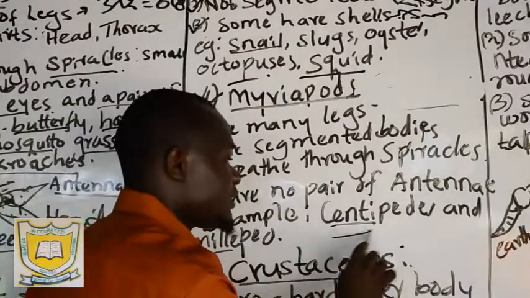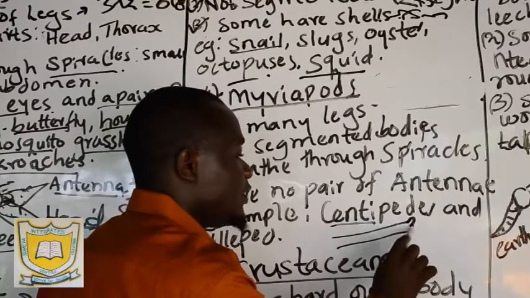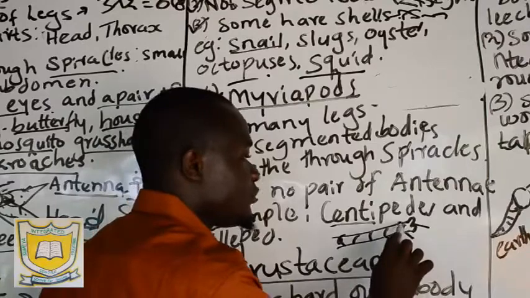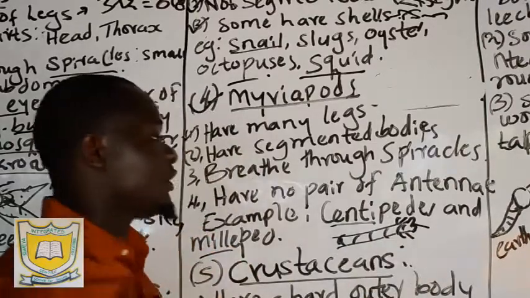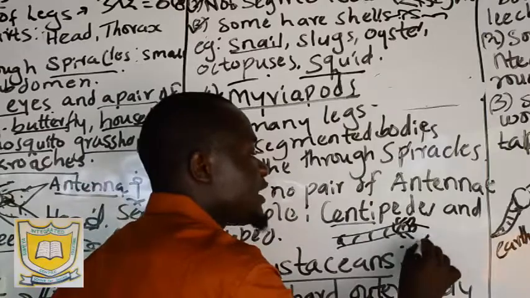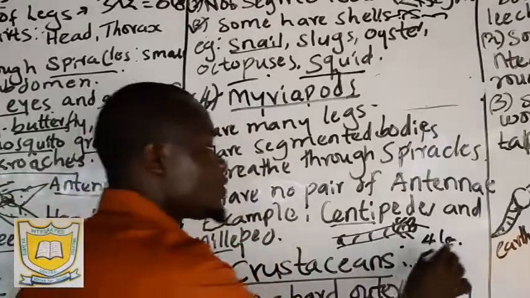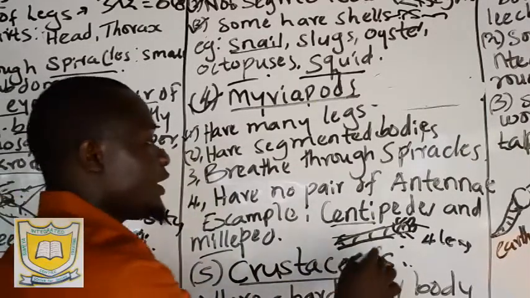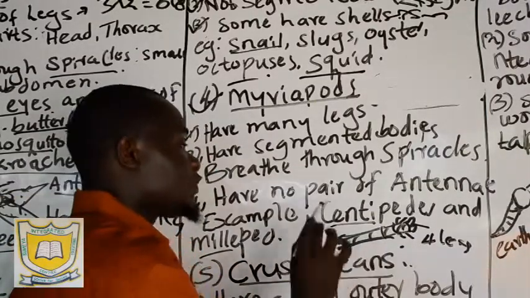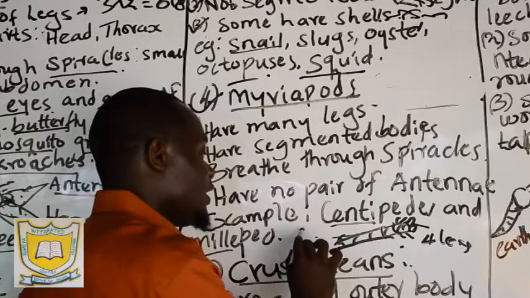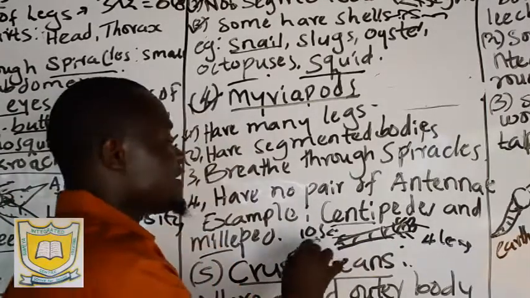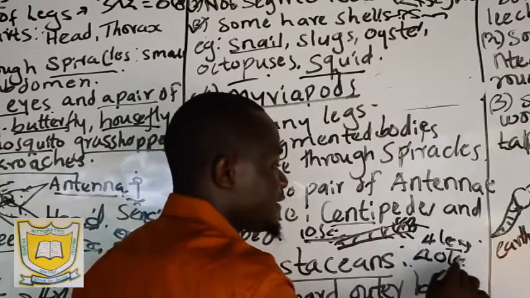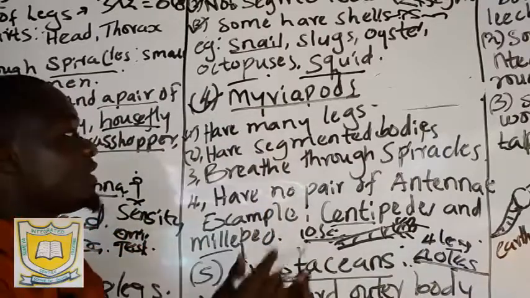Let me use this as a centipede. In every segment, it has 2 pairs of legs. Meaning, in one segment, it has 4 legs. When you look at these centipedes, they are very long. So, if each segment has 4 legs, and assuming it has, for example, 10 segments, that totals to 40 legs. So that's why we say it has so many legs.